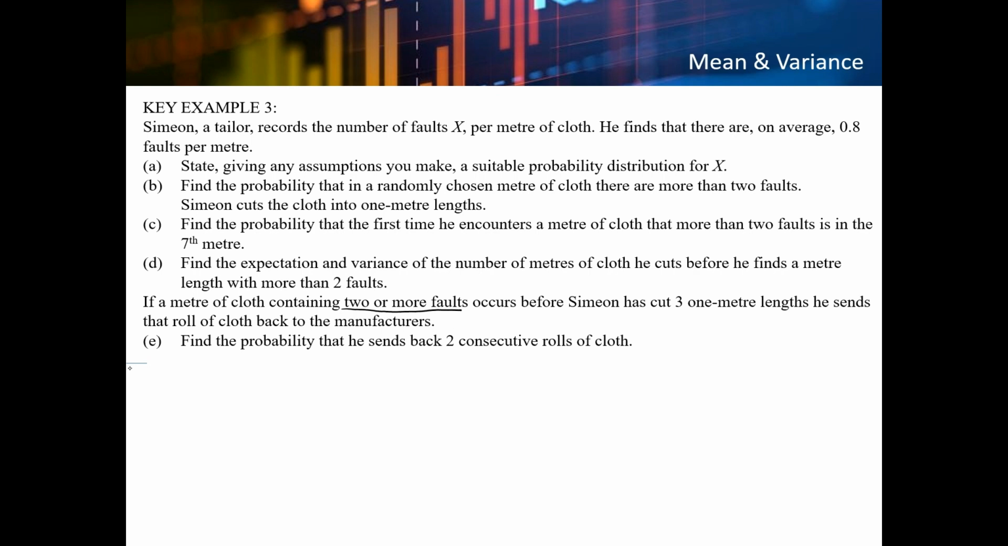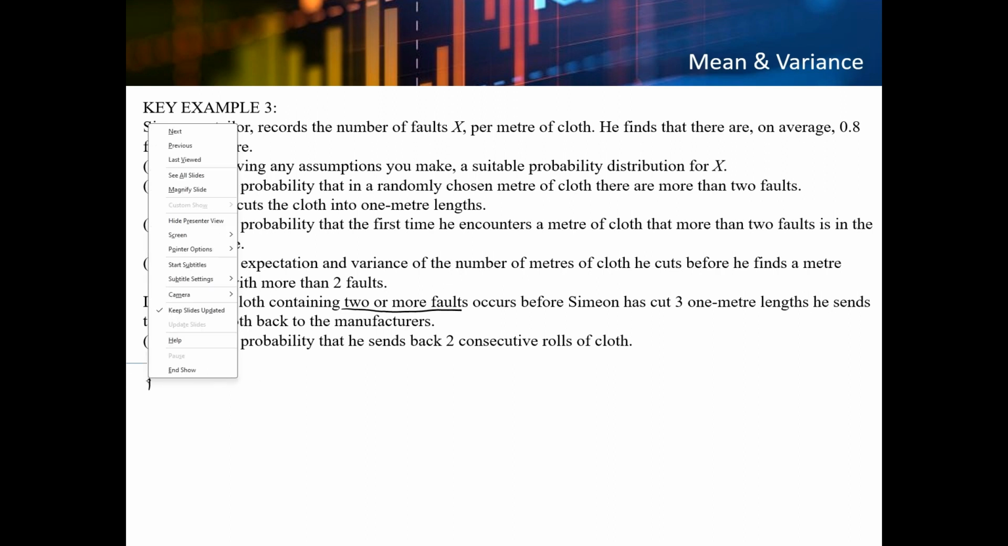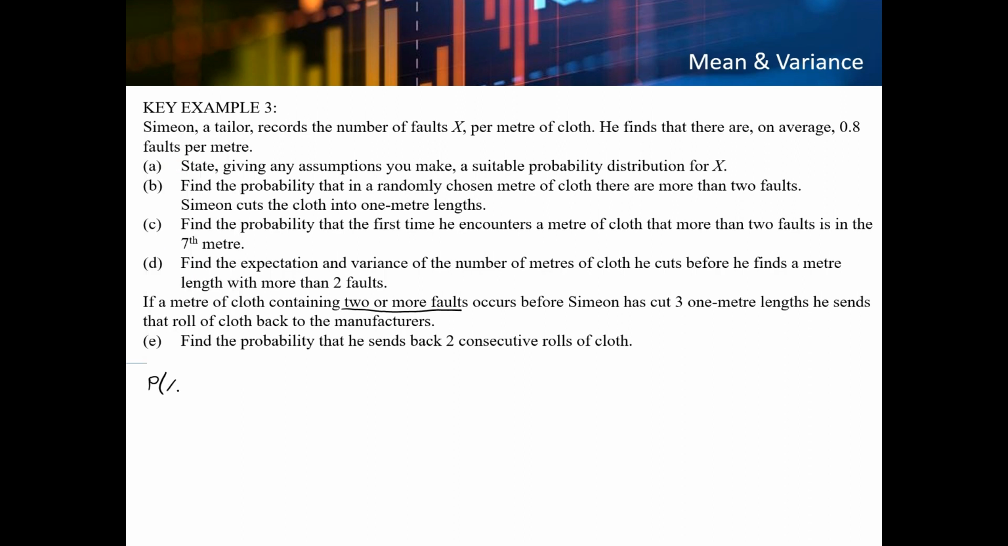So probability of more than 2 faults we worked out previously. This time we want 2 or more. So x greater than or equal to 2. It's the same as 1 minus the probability that x is less than or equal to 1, which is 0.1912. Okay, so I've now found a better probability for this 2 or more faults. Z is the number of metres of cloth before finding this one with 2 or more faults.